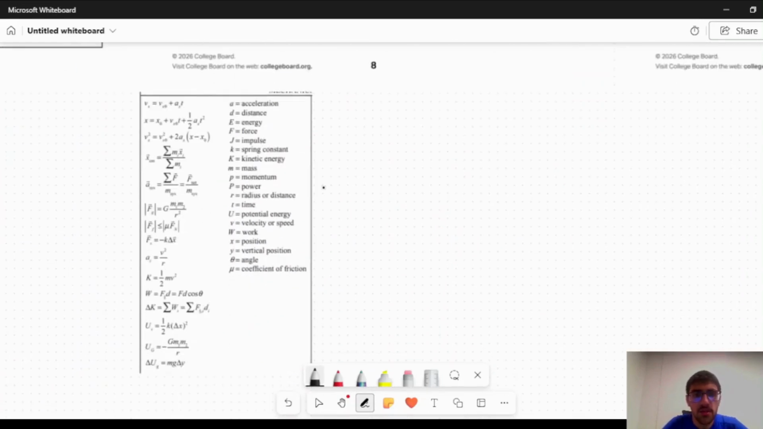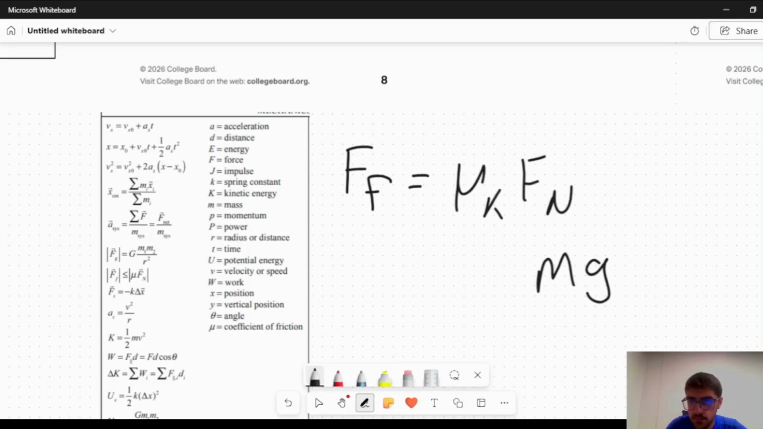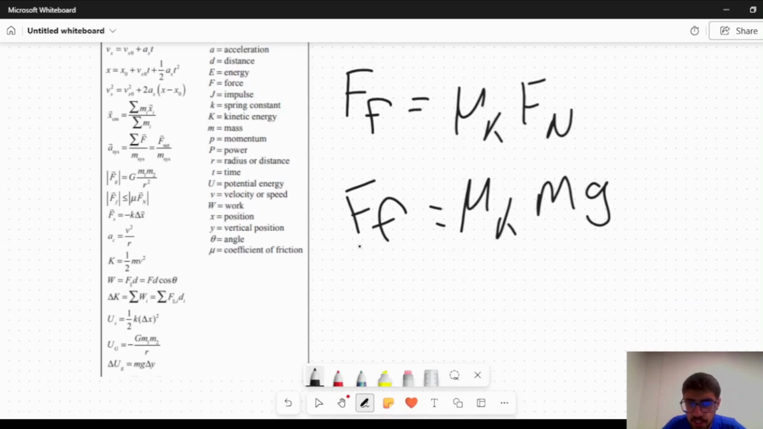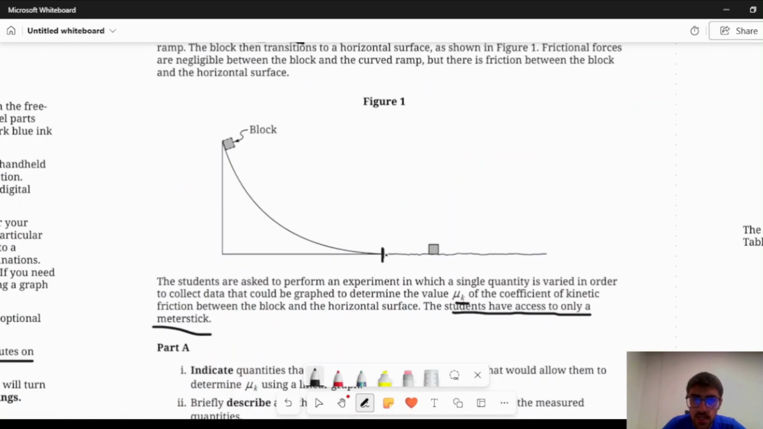The only equation on the equation sheet that has mu k is that the force of friction, F_f, is equal to mu k times the normal force. I know the normal force is mg, so mu k mg is equal to the force of friction. The force of friction is the only force applied on the object after it leaves the ramp. On the horizontal surface, there's normal and gravity, but they cancel out, so the only force really is the force of friction.